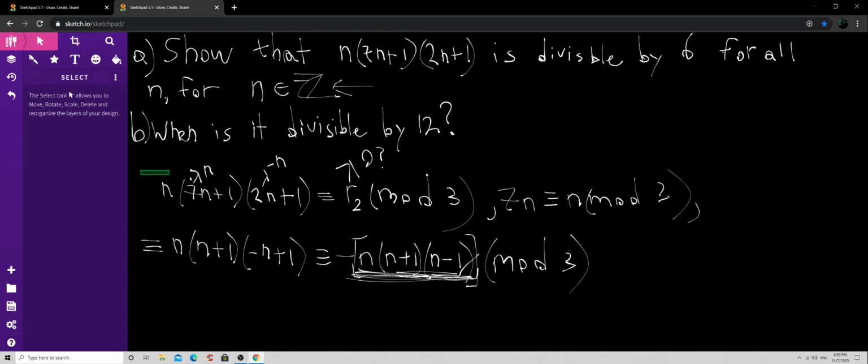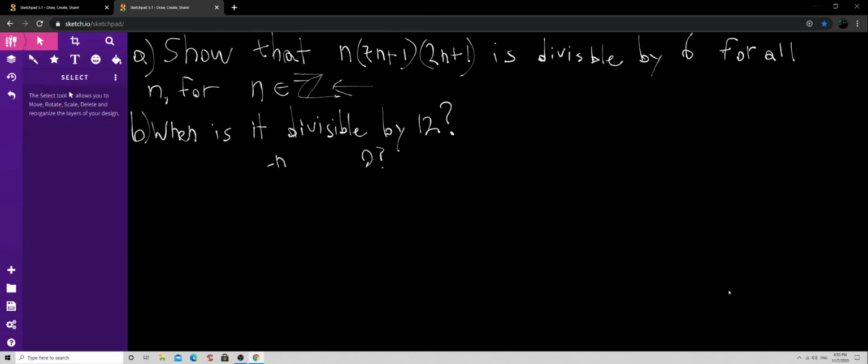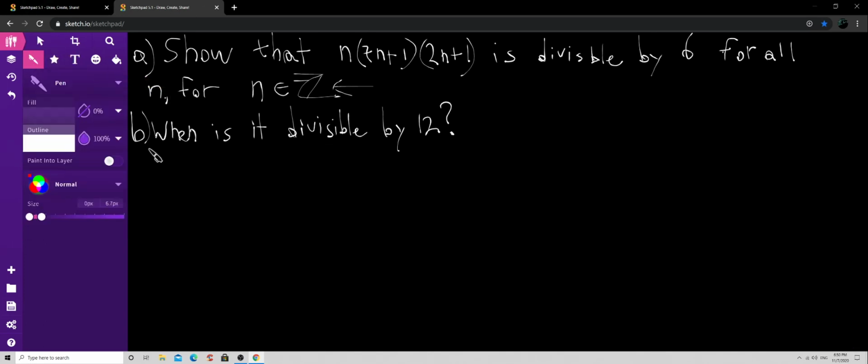So on to part B. So part B, when is this expression divisible by 12? Basically it's asking to find the values of n that allow for this expression to be divisible by 12. And let's see what two divisors of 12 have an LCM equal to 12. So notice that the LCM of 3 and 4 equals 12.